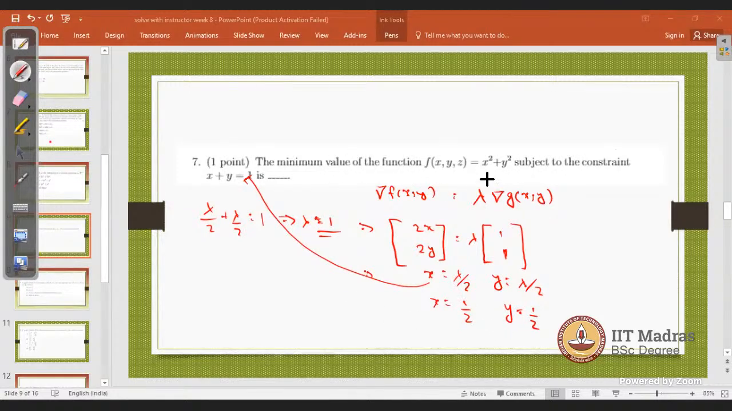So the minimum value of the function x square plus y square is nothing but a half square plus half square. So it is nothing but 2 into half square, and we got this as 0.5. Is it okay with you? Yes, thank you, sir. Okay.